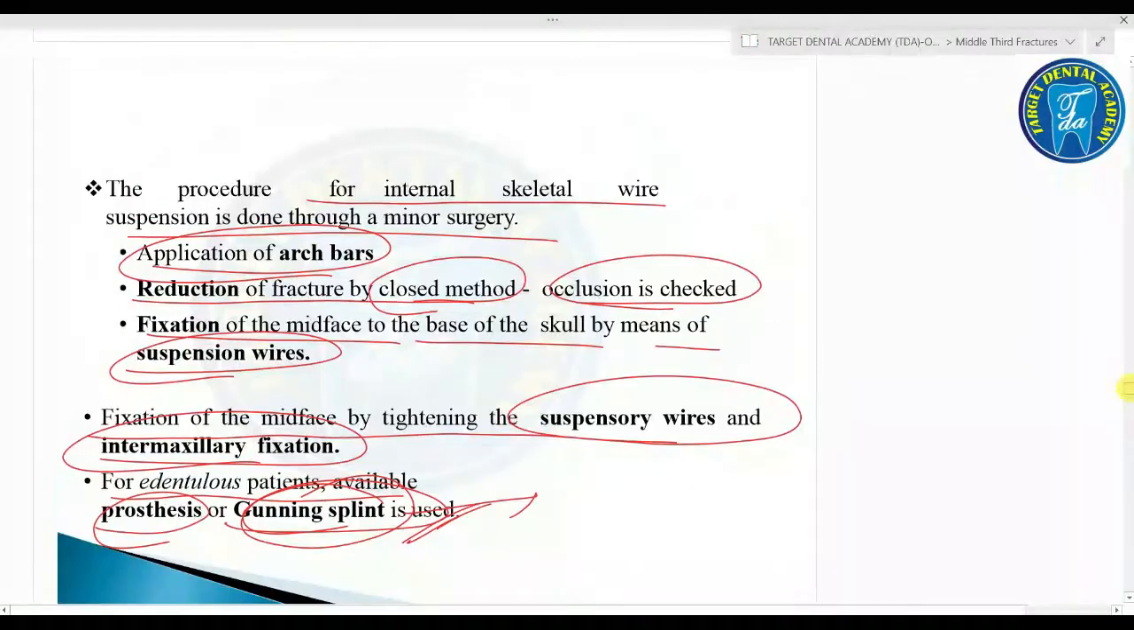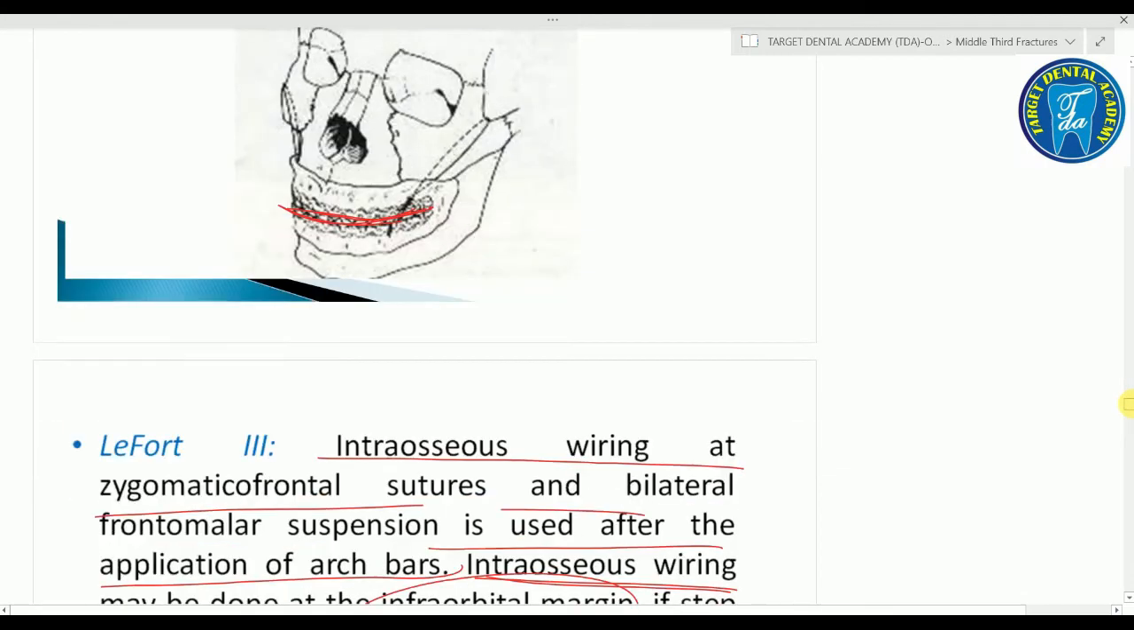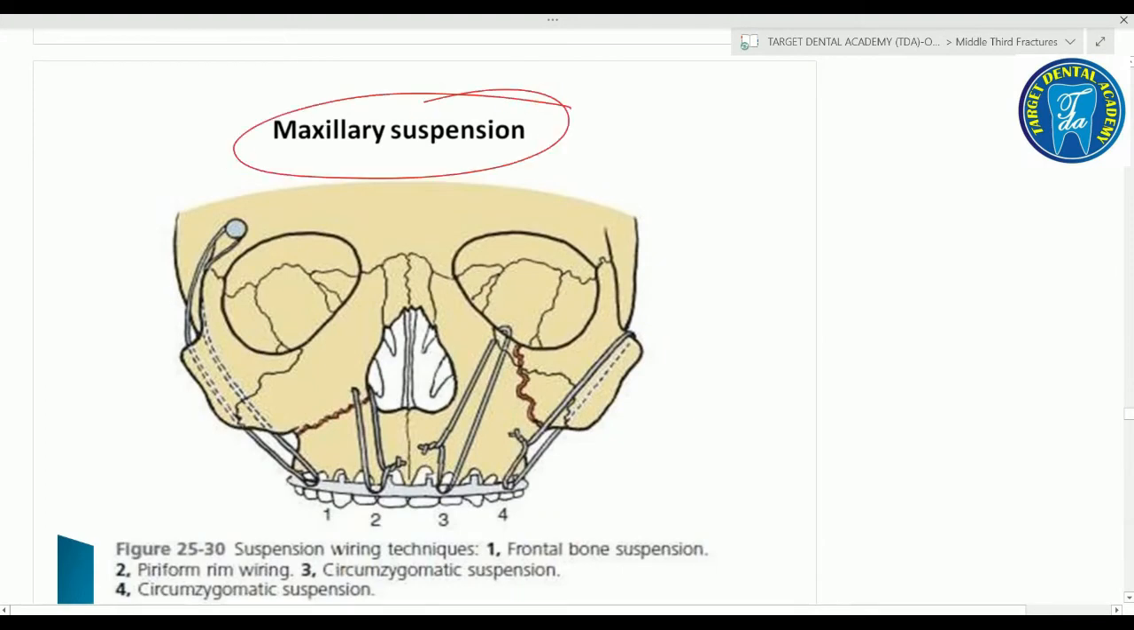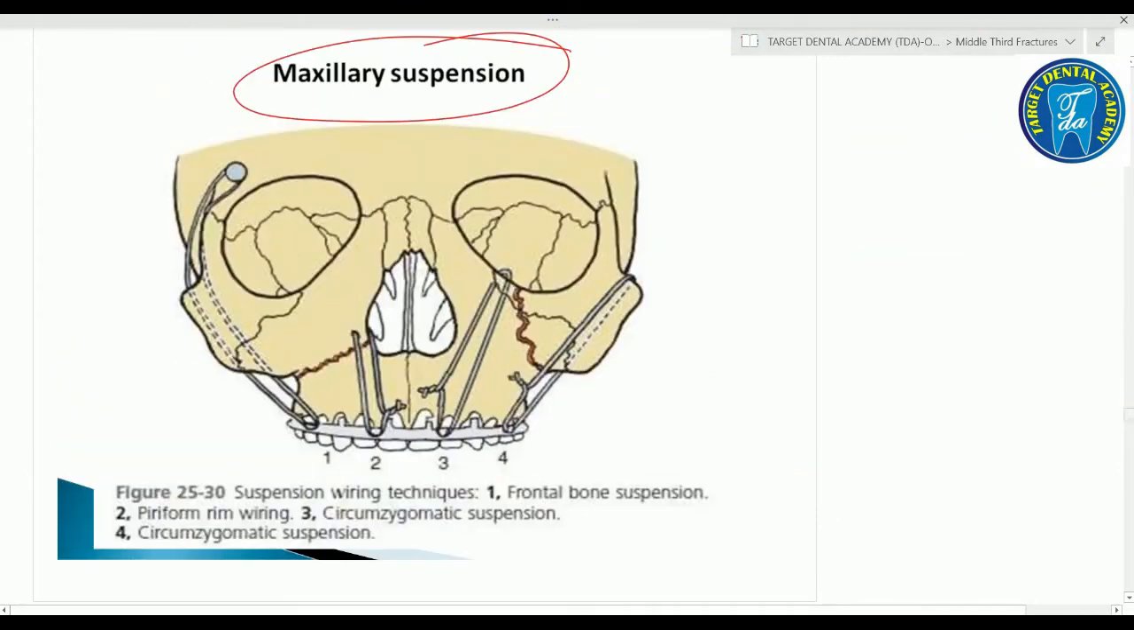See, we have to do the IMF and we have to use the arch wires, but apart from that, we are also using the maxillary suspension. So what is maxillary suspension? These are the wires which we use in addition to the intermaxillary fixation and the arch bars. In the suspension wiring technique, first is the frontal bone suspension. Second is the piriform ring. Third is the circumzygomatic suspension.